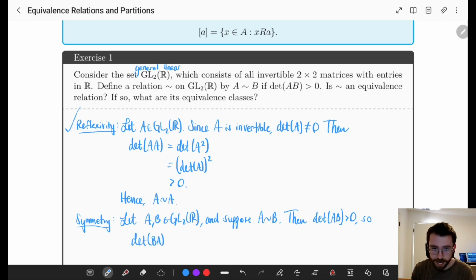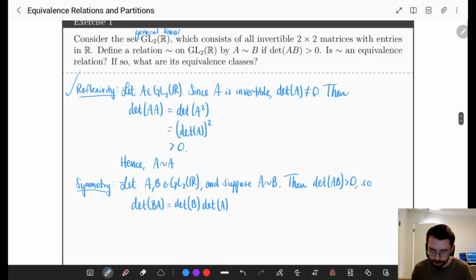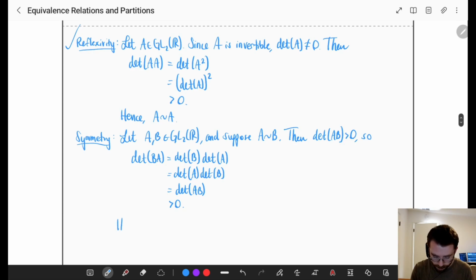The determinant of BA. Well, again, the determinant is multiplicative. It's determinant of A times determinant of B times determinant of A. And now real numbers commute with each other. The determinants are real numbers, so it doesn't matter which order I multiply them. And then we undo the multiplicative property of the determinant to write this as det AB, which we know is positive by assumption. So, ta-da! Hence, B is also related to A. Symmetry holds. How about transitivity?